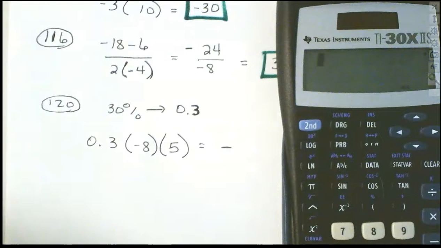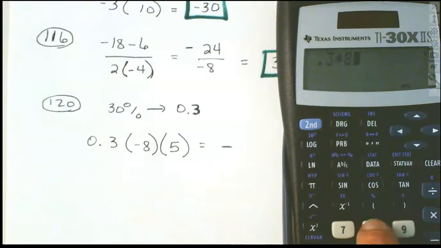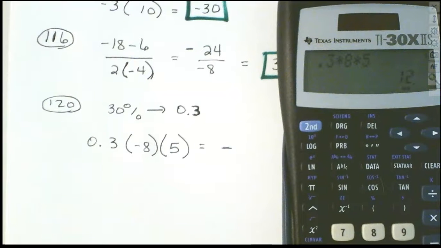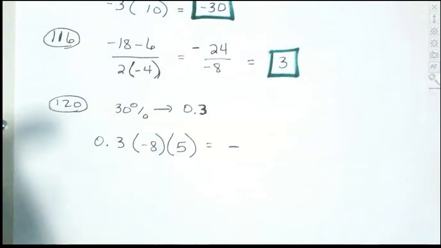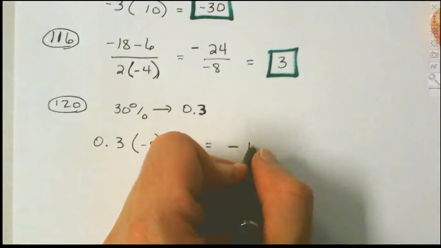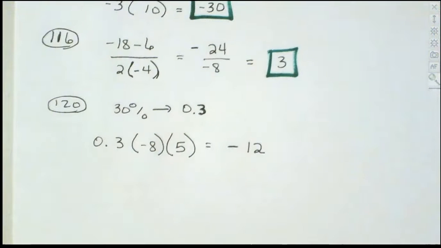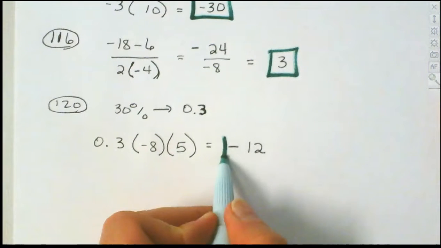So we don't even have to type signs in at all. So we have 0.3. Going to multiply that by 8. We're going to multiply that by 5. And we know it should be negative because there's a single negative. So we don't even have to put negatives in our calculator. We multiply them out, and that comes out to be 12. So my final answer here would be -12.